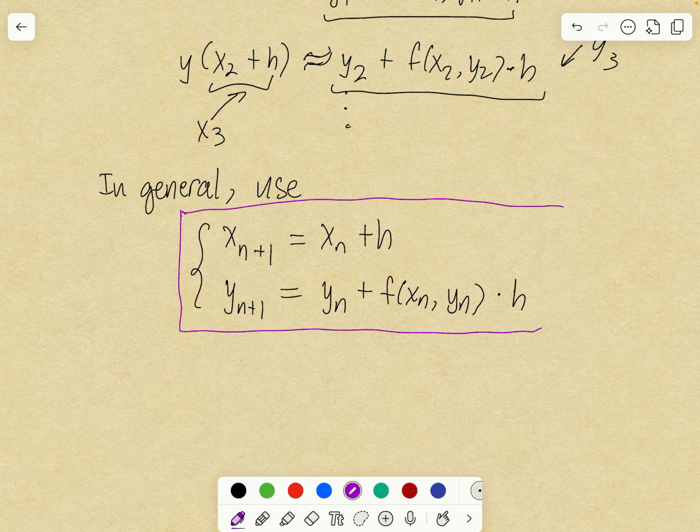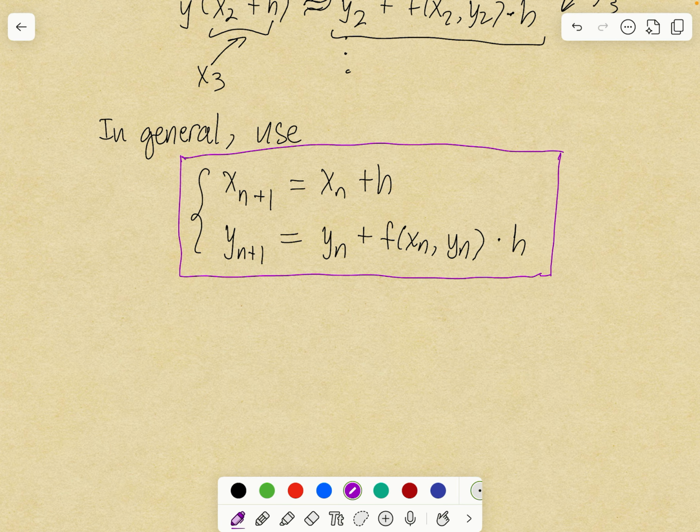But it's important to know where these formulas come from. This first equation is just saying that you add h to get your next x value. The second equation is saying that you get your next y value from the tangent line approximation applied to the previous y value.